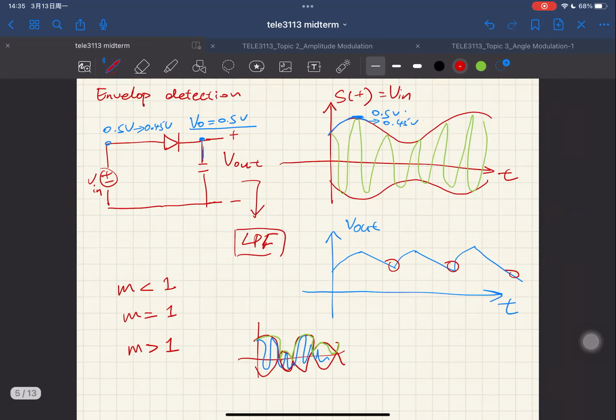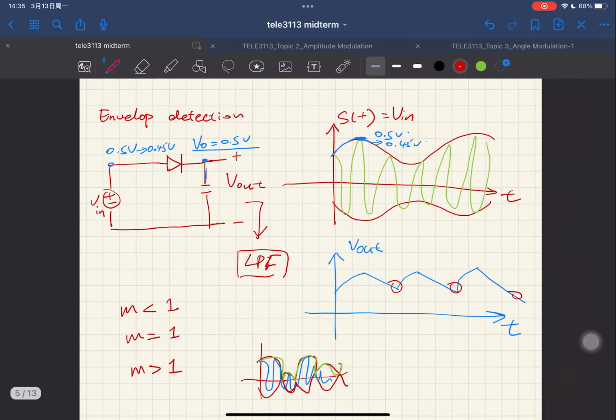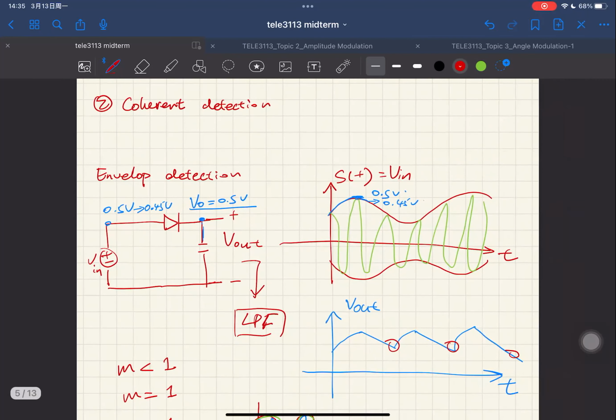So it's really important to look at whether your envelope is successfully formed or not. If it's distorted, you cannot use envelope detection anymore. And that's the stage where we have to come to our second methodology, which is coherent detection.